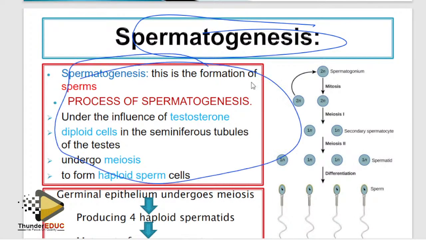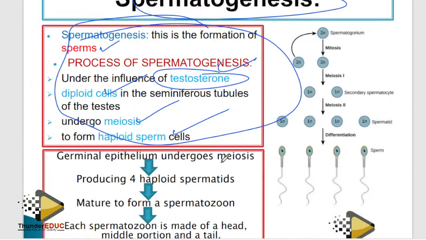Spermatogenesis, the formation of sperms, cool, you get a mark. Under the influence of testosterone, you get a mark. The diploid cells in the seminiferous tubules, you get a mark, undergo meiosis, you get a mark, to form haploid sperm cells. A mark. Don't tell me other things. Don't tell me spermatids, primary oocyte, secondary oocyte. We don't want those in spermatogenesis and oogenesis. Don't waste time.